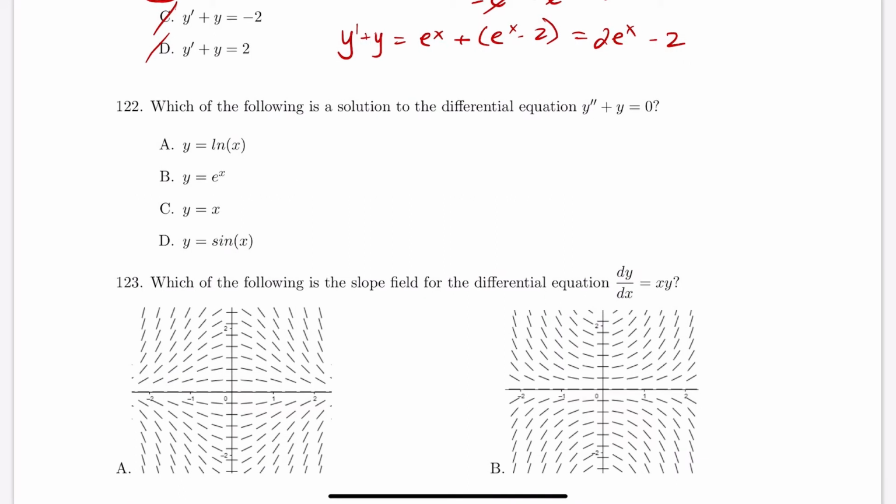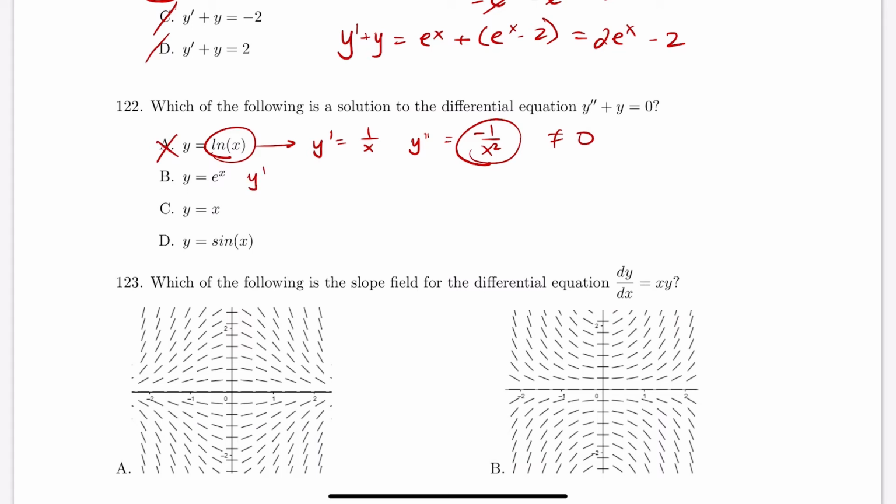For number 122, which of the following is a solution to the differential equation y double prime plus y is equal to 0? I guess they want me to take the second derivative of all of these and then add it to the original. For this one, y prime is equal to 1 over x. y double prime would be x to the negative 1, power rule, negative 1 over x squared. If I added this to the original, that does not equal 0. So no, it's not A.